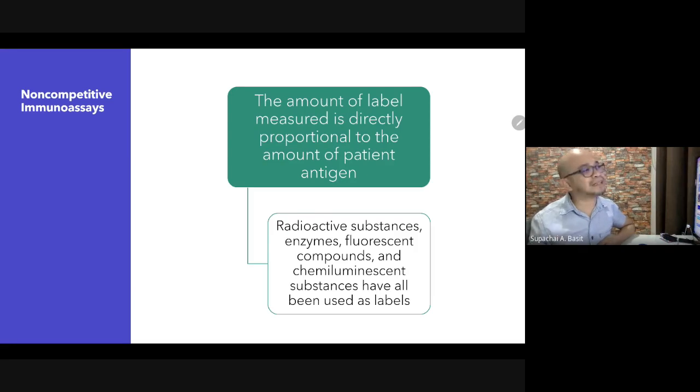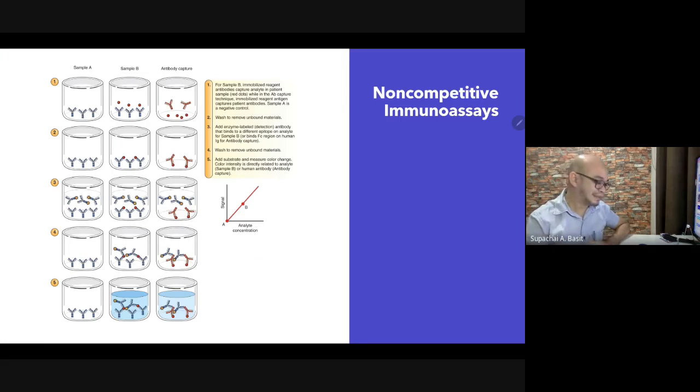Okay, so what are the possible labels that we can utilize? We can utilize radioactive substances, enzymes, fluorescent dyes or fluorescent compounds, and chemiluminescent substances. All of these are used as labels or indicators to determine the reaction. So there you have it, the difference between non-competitive and competitive immunoassay. So let's apply.